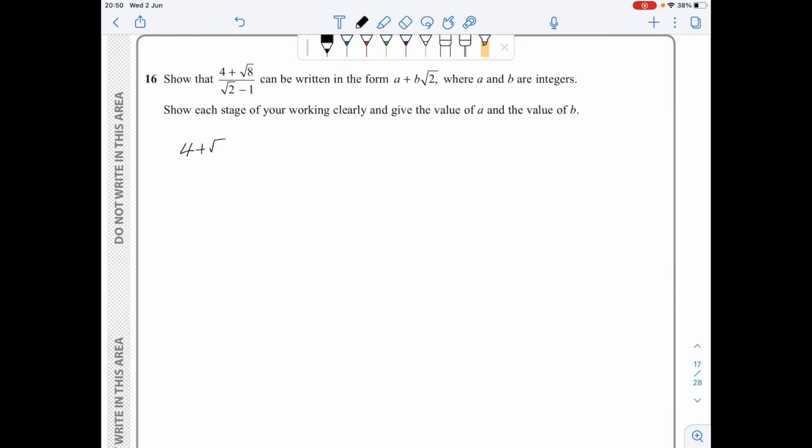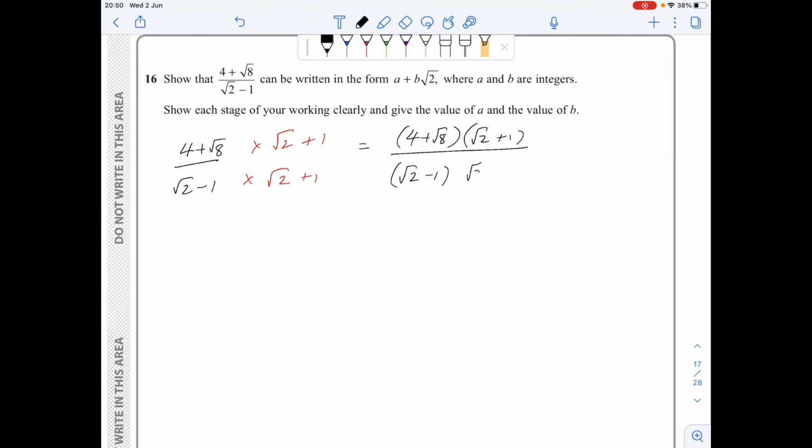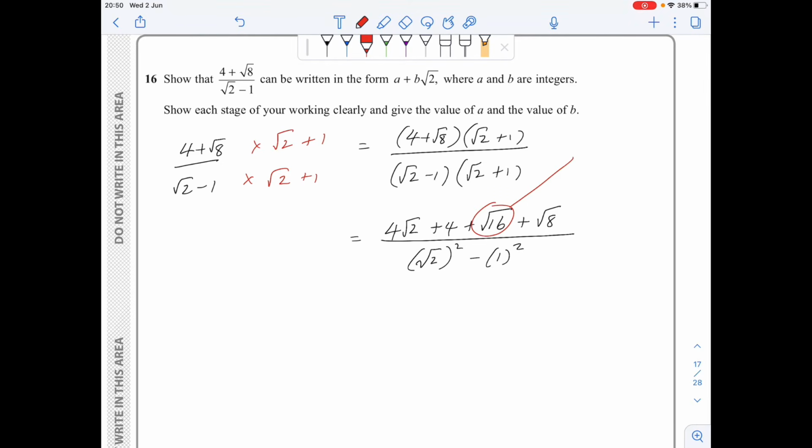In question 16, I will need to rationalize the denominator. In order to do so, I will multiply top and bottom by square root of 2 plus 1. So I will get 4 plus square root of 8 times square root of 2 plus 1 over square root of 2 minus 1 times square root of 2 plus 1 in the denominator. So if I expand, I will get 4 square root of 2 plus 4 plus square root of 16 plus square root of 8, all over, and then in the denominator, this is the difference of two squares. So I will get square root of 2 squared minus 1 squared. Now note, square root of 16 is equal to 4. Square root of 8 is equal to square root of 4 times square root of 2. So this is 2 square root of 2.